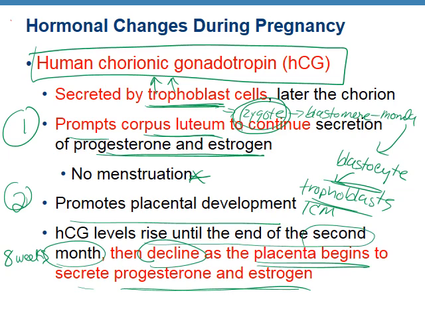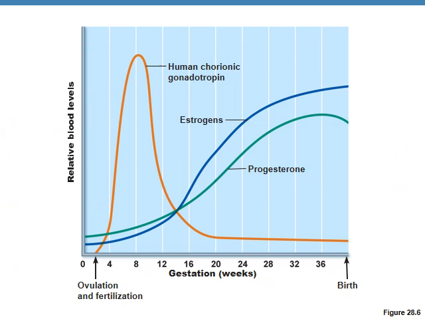So this slide is important for you to realize that the corpus luteum must be maintained in order to secrete estrogen and progesterone until the placenta is fully formed and can secrete its own estrogen and progesterone to maintain the pregnancy. And what's the hormone that signals that? It's going to be human chorionic gonadotropin. And that's the hormone that we use if we're trying to test whether somebody is pregnant or not.